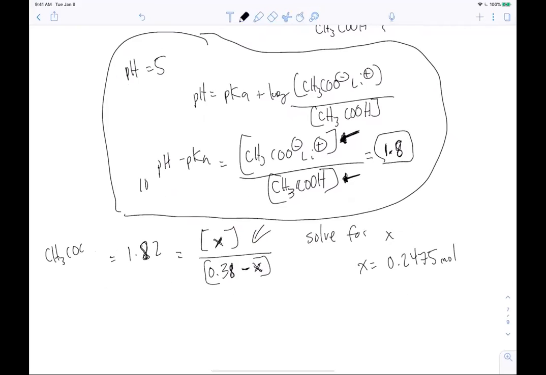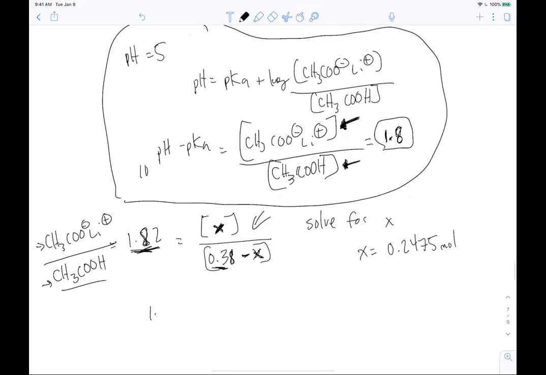We know that the ratio of lithium acetate to acetic acid is going to be 1.82. And we know that these two things are tied together. Some amount of acetic acid is going to get lost, and we're going to call that X, and whatever amount gets lost we're going to pick up as X. So we say 1.82 is equal to X over 0.38 minus X. That's how you solve this for X. You end up with X equals 0.2475 moles of lithium hydroxide.